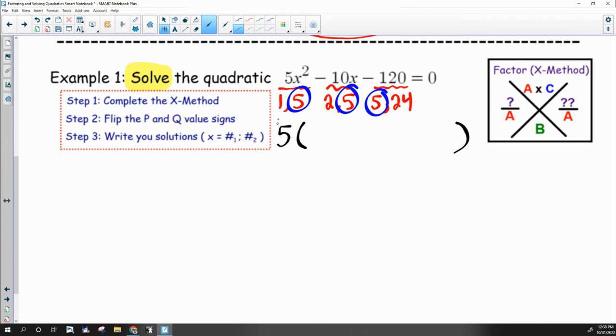5 divided by 5 is 1. Bring down your x squared. 10 divided by 5 is 2, so bring down the minus and the 2x. And 120 divided by 5 is 24. Bring down your minus. So here's our same quadratic, except instead of having the 5 in all of those numbers, we divided it out. Makes our values smaller and more manageable, and it also allows us to write our factored form with the 5. Okay, what should I do now?